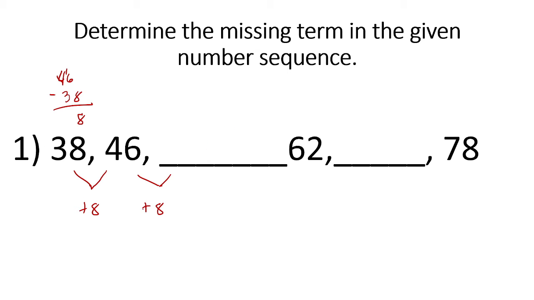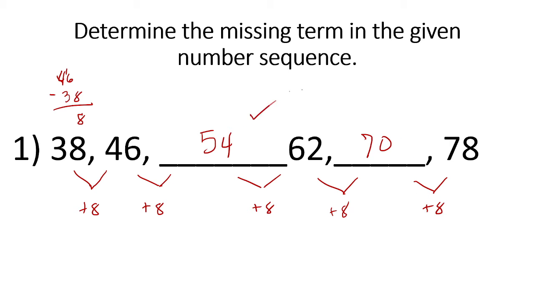Plus 8. So meron tayong 46 plus 8 is 54. And then 54 plus 8 is 62. Okay, so it means tama yung ating format. And then 62 plus 8 is 70. And then 70 plus 8 is 78. Ibig sabihin, tama yung ating sagot sa number 1.